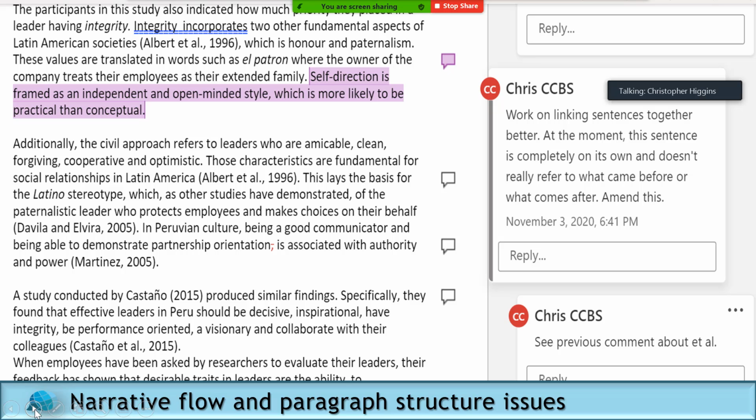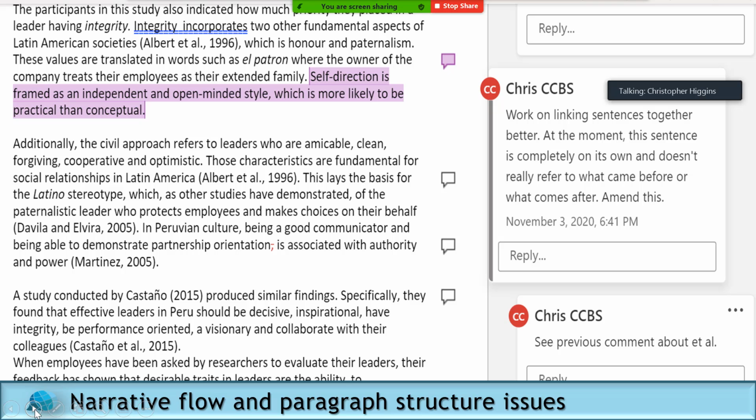How does a kind of general Peruvian leader treat their employees as extended family? Do they invite them around for barbecues? Do they invite them round to their children's birthday party, for example? Do they go to karaoke bars together? So these examples are what make them specific and what gain us insight into the local culture.